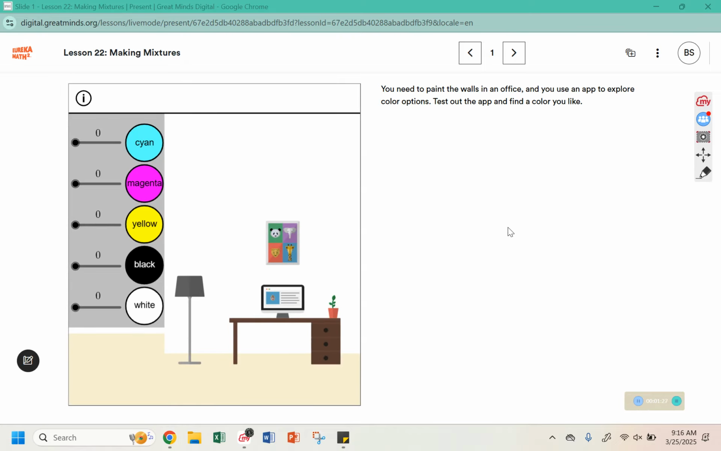You need to paint the walls in an office, and you use an app to explore color options. Test out the app and find a color you like.